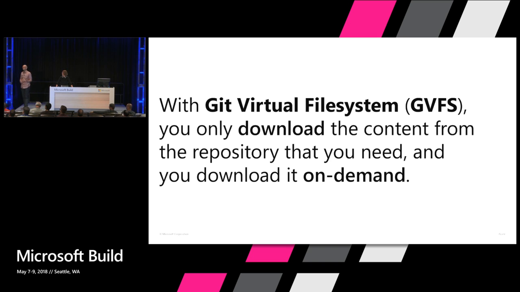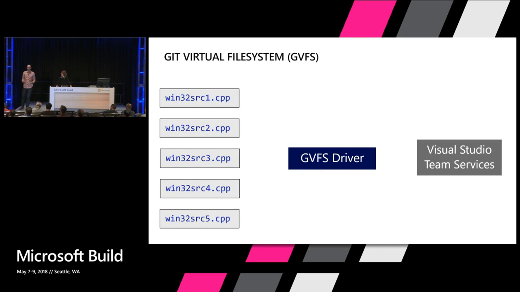You can think of GVFS as sort of like OneDrive on demand, but for your code. So when you run git clone, you don't actually pull down all of the files in the repository. You don't pull down all of the history. You just pull down the metadata about your tree so that we can show what's there. And then as you actually access the files, we'll interrupt that, download the file from Visual Studio Team Services, and put it on disk.